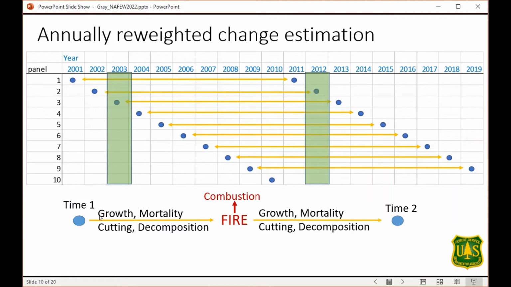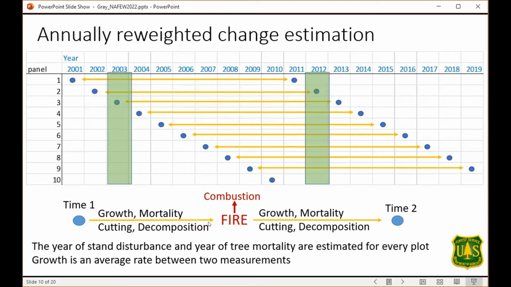So one of the challenges, of course, is that there's a lot going on on a particular plot between time 1 and time 2, with the fire in between. There's growth, mortality, cutting, and decomposition happening before a fire event. Then you have the fire emitting combustion, and then the same things happening afterwards.